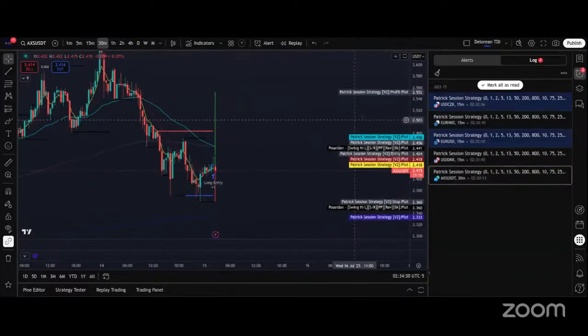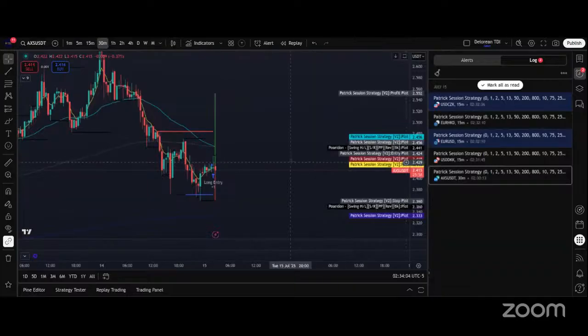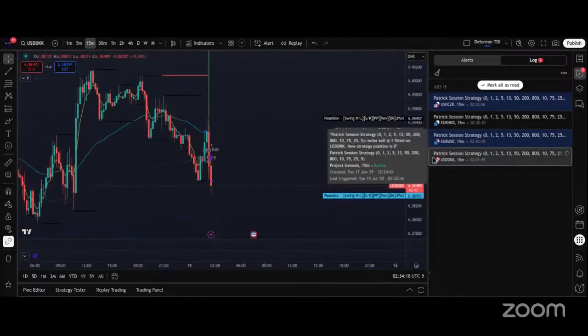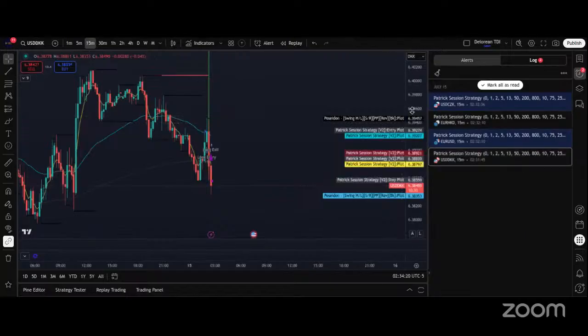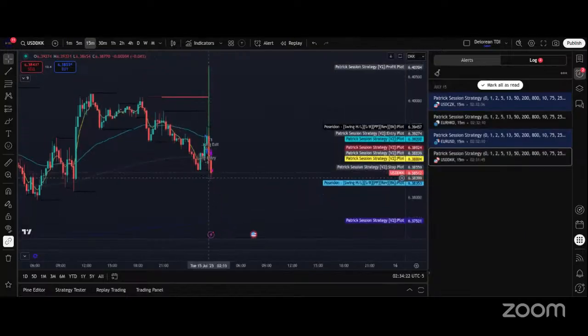We have AXS versus Tether. Aqua, gray, blue, which is an uptrend. But again, price is below the 50 and the 200 exponential moving average, serving as major areas of resistance. We won't be taking that particular trade. Now, the United States dollar versus the Swedish krona, it broke stop loss. So that trade has now been invalidated.